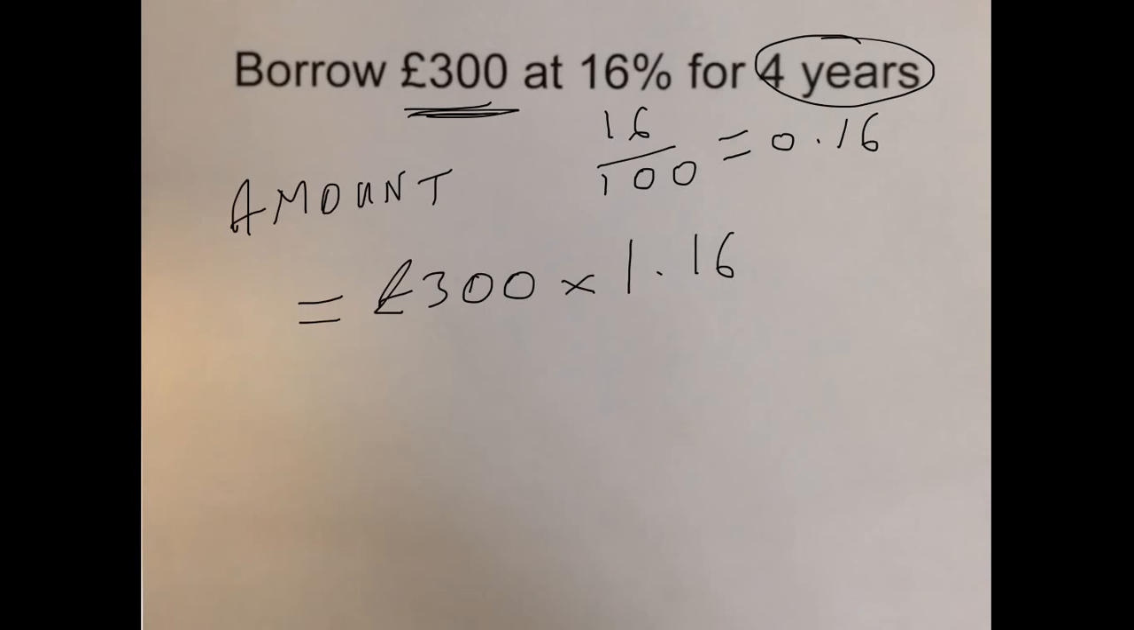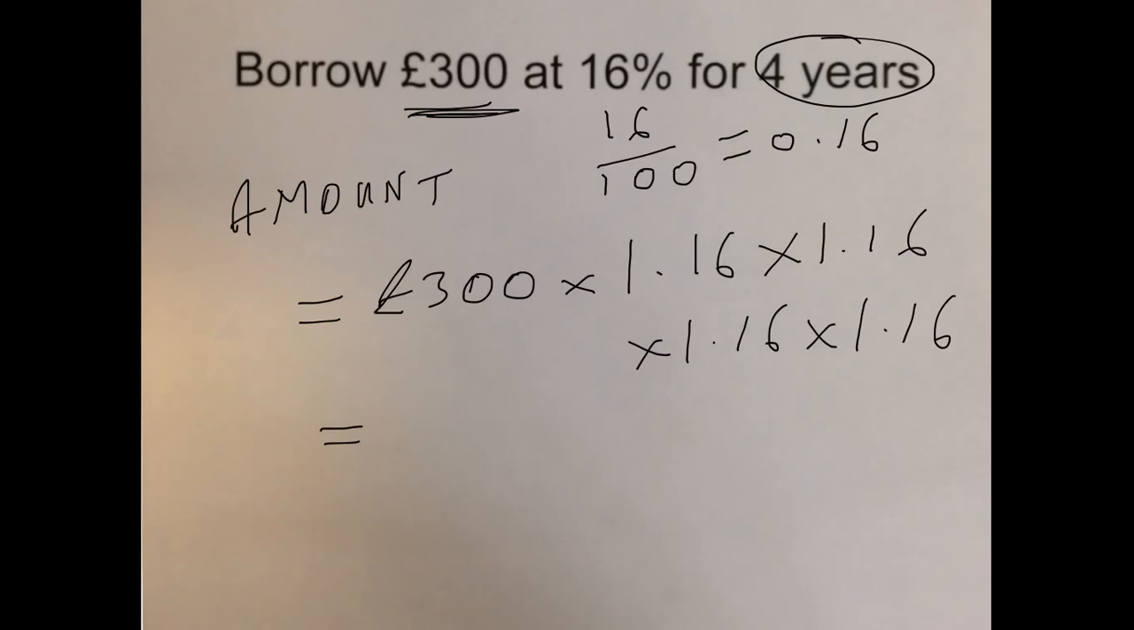So just to summarise, the amount you paid back if you borrow £300 at 16% for 4 years, well, we use the compound interest formula to calculate the amount paid back. £300 is what you borrowed, and it's always going to be what you borrowed times 1 point something. In this case, the point something depends on the number of years and the interest rate as a decimal. So £300 times 1 point something. In this case, the 16% is 16 over 100, which is 0.16. That's where that comes from.